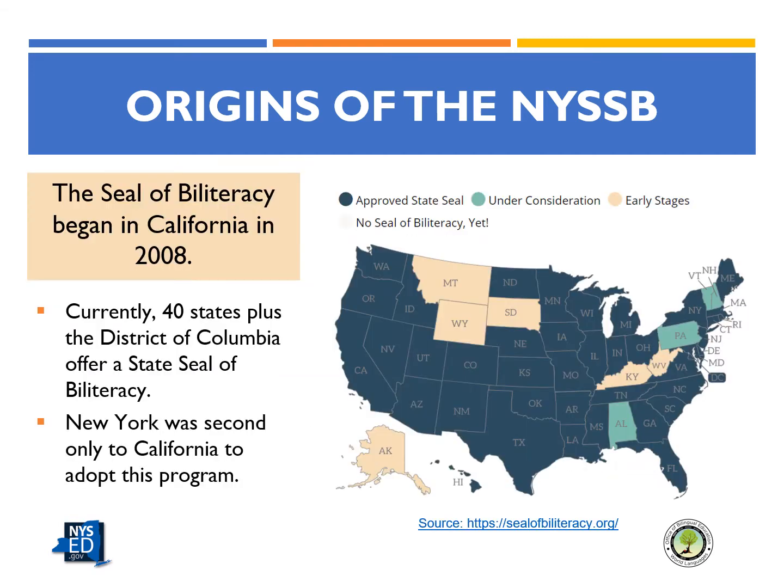As of the publication of this module, 40 states plus the District of Columbia currently offer a state-approved Seal of Biliteracy. California was the first state to establish a Seal of Biliteracy program in 2008, followed by New York in 2012. More information on Seal of Biliteracy programs in other states can be found on the website www.sealofbiliteracy.org.